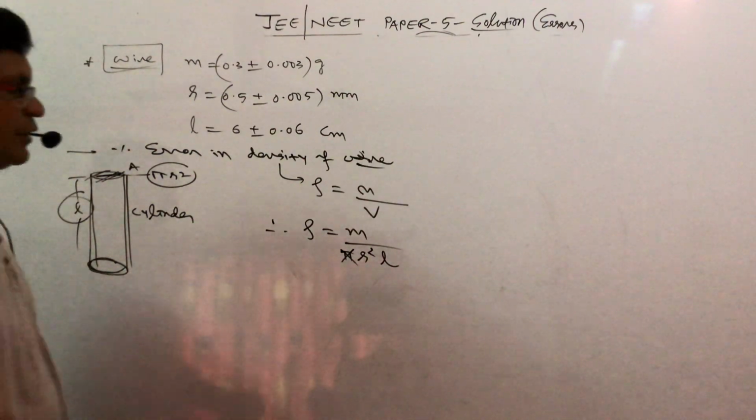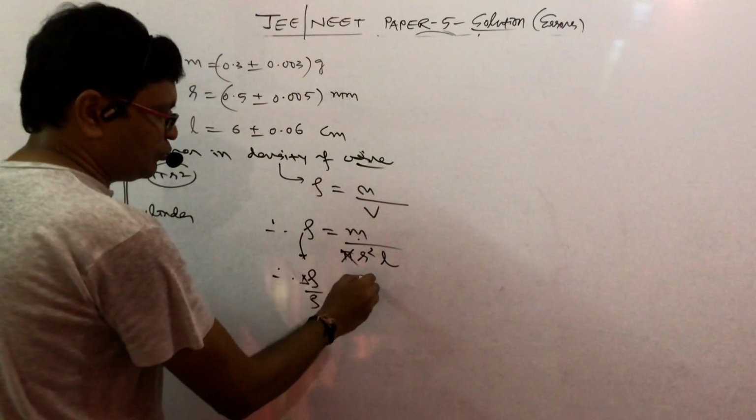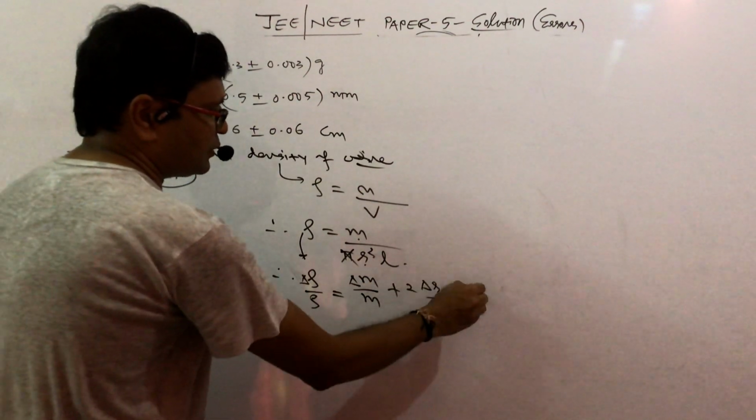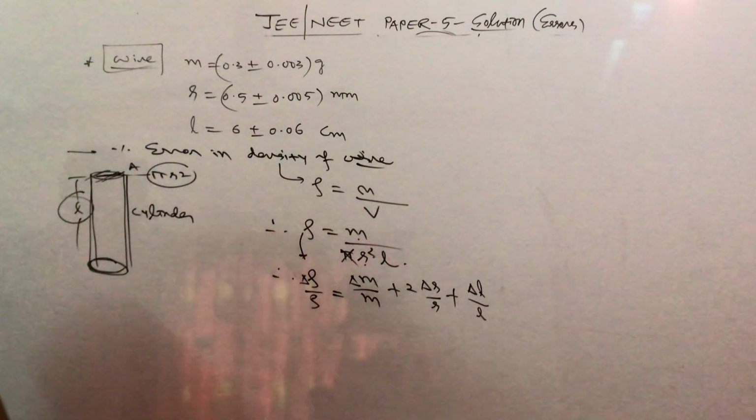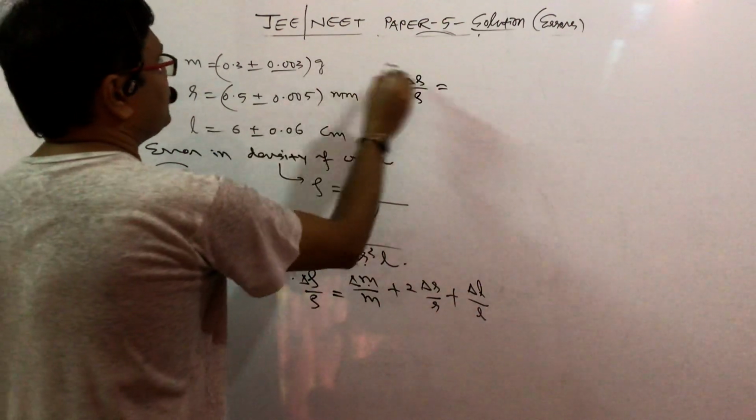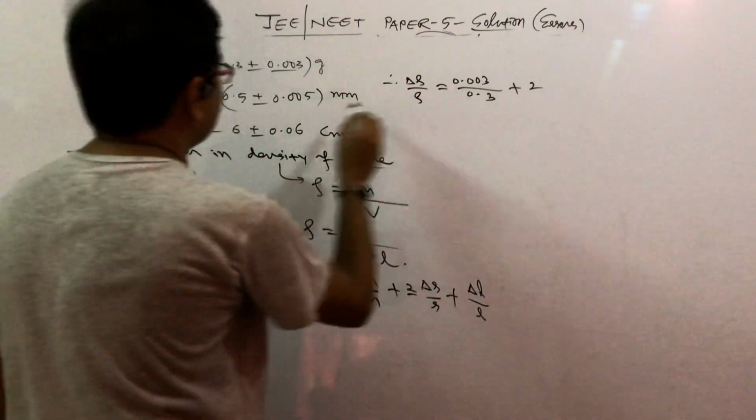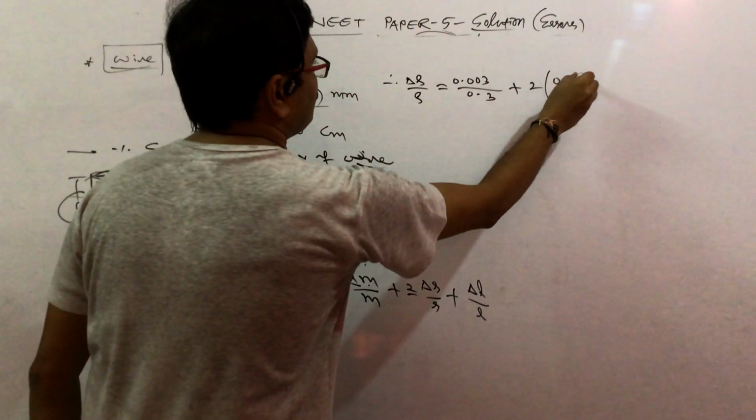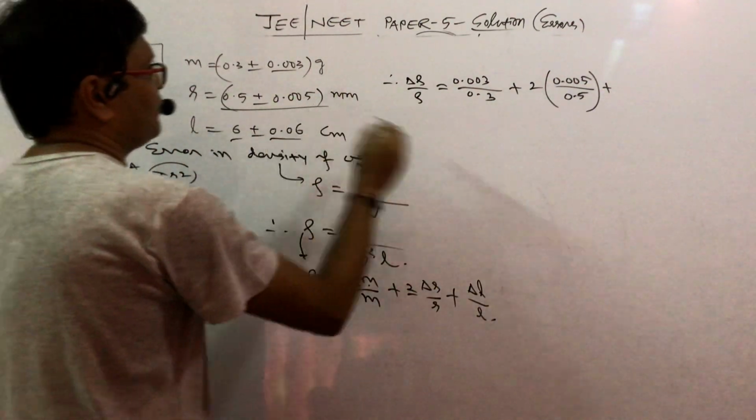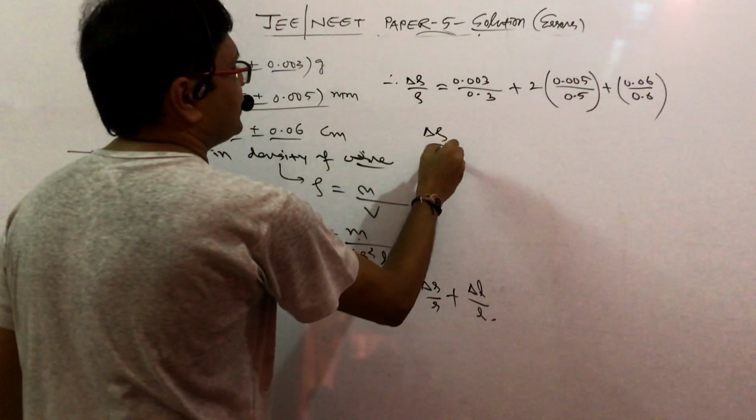You know that we have to forget pi because we are dealing with error. So the general formula: delta rho by rho, the error in density, is equal to delta m by m plus 2 delta r by r plus delta l by l. You can see very easy. Now all values are given. So delta rho by rho, what is delta m? It is 0.003 divided by 0.03 plus 2 delta r, already here 0.005 upon 0.5, plus delta l by l, 0.06 divided by 0.6.